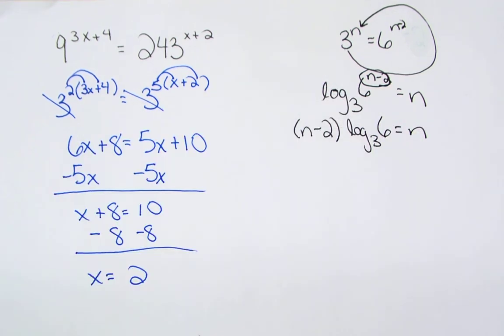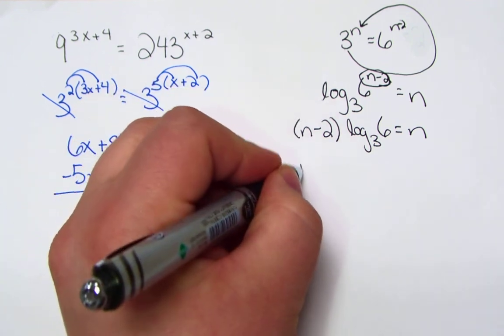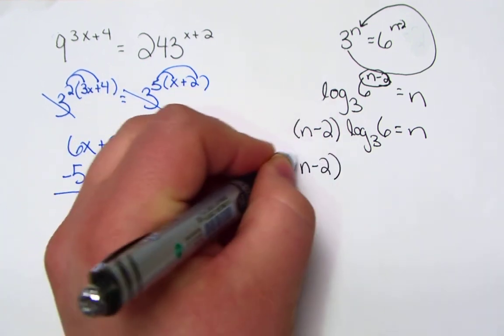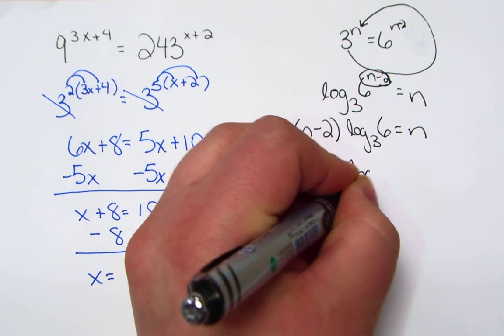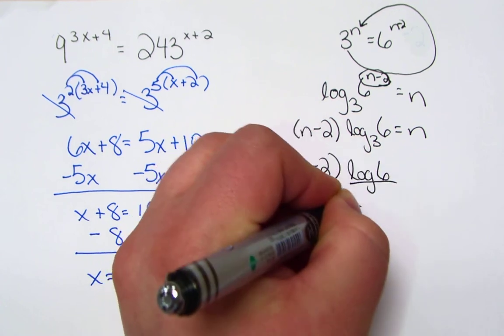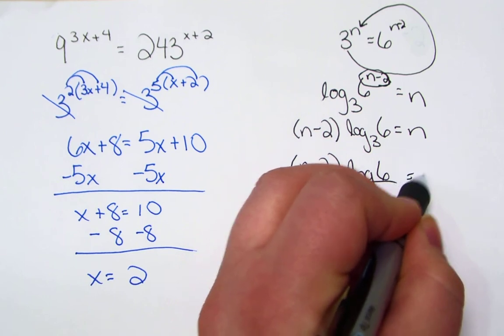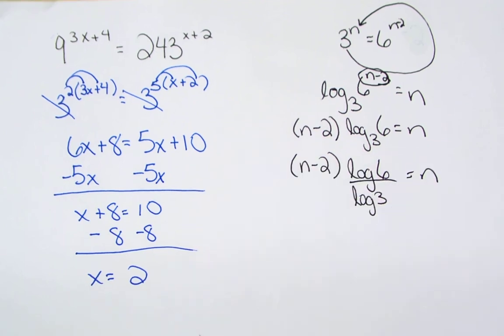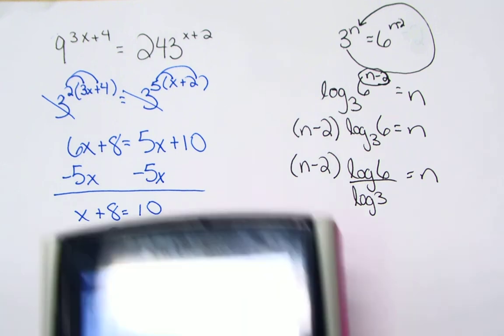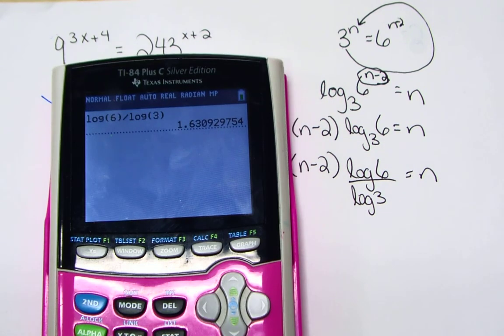Now I can use change of base. Log of the attic number over log of the basement number. Now remember, I'm going to put this log of 6 over log of 3 into my calculator, and that's standing for a number. It's not a nice number, but it is a number. And I get 1.630929.